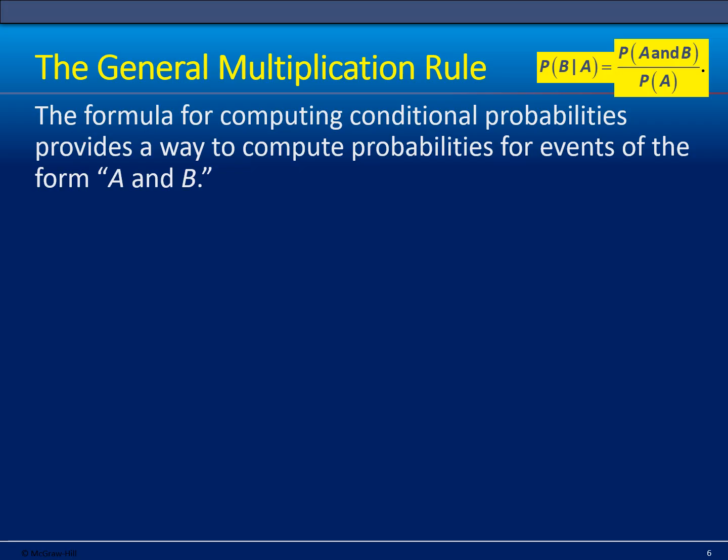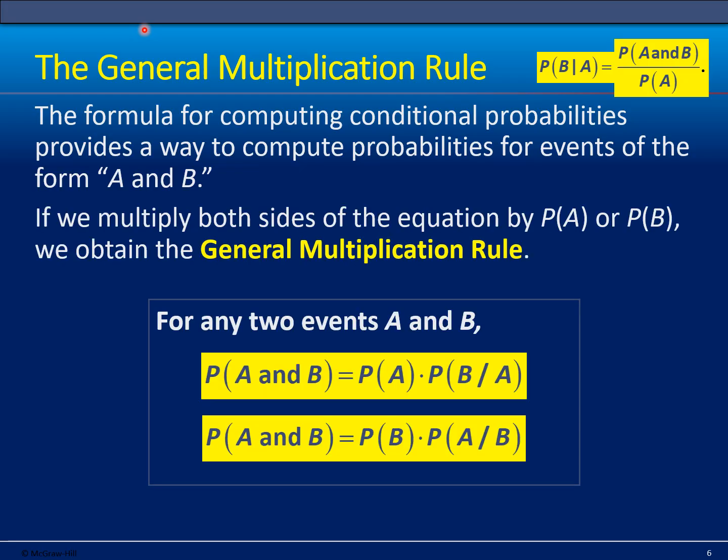So the formula for computing conditional probabilities provides a way to compute probabilities for events of the form A and B, or the things that are in both categories, the intersection of event A and event B. Okay, this is just basic algebra. We have a formula here. If we want to figure out what the probability of A and B is, we multiply both sides by this denominator, the probability of A, and we get another kind of equation. So we can calculate the probability of A and B if we know a conditional probability and a probability of one of the factors.